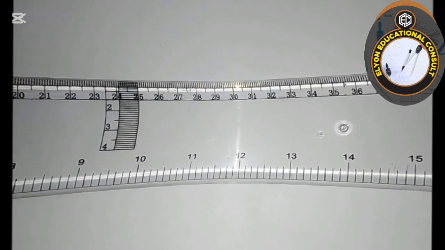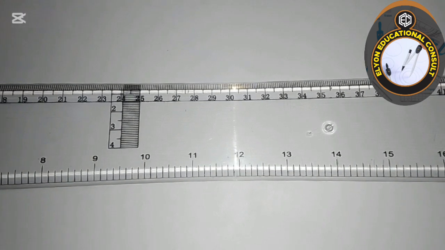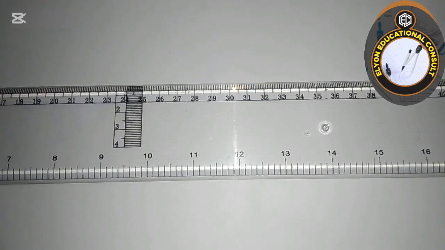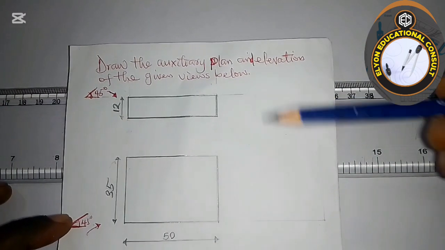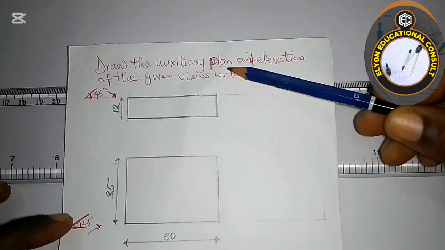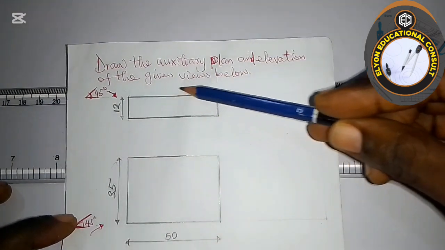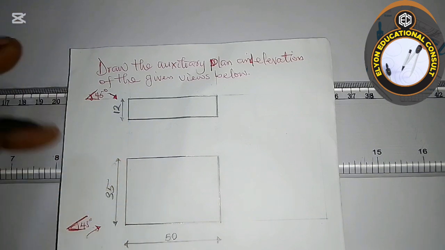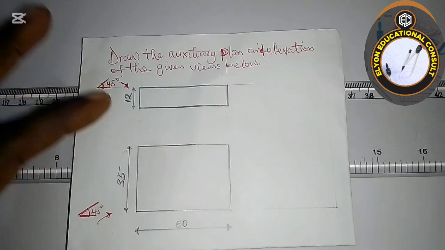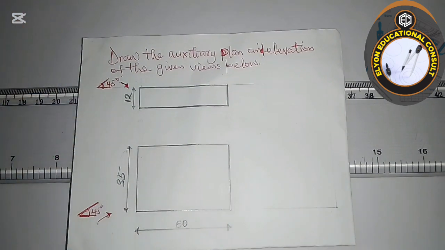We are looking at auxiliary projection of geometrical solid. Like I did promise in my last video, I said I'm going to be working on this view. The question says draw the auxiliary plan and elevation of the given views below. Now these are the views given to us, so we are told to produce both the auxiliary elevation and the auxiliary plan.